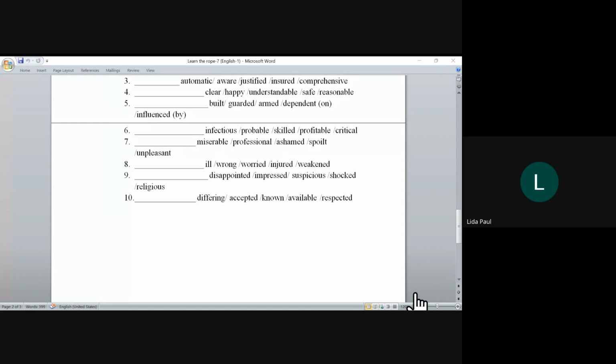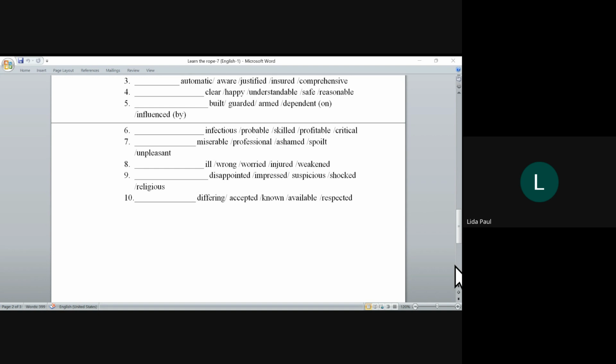What other options do we have? We have seriously, thoroughly, widely, deeply. I think these are the only ones left, right? So what will be the options for you? Not seriously, not highly. Okay, let's say thoroughly, right?